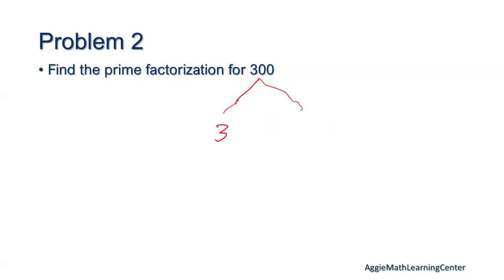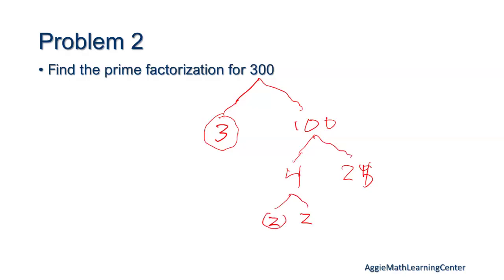3 and 100, perfect. Okay, 3 is prime, right? Only multiplies by 1 and itself, so we're going to circle that. What are the factors of 100? 2 and 25. Wait, what'd you say? It'd be 4 and 25. No, you're good. 4 and 25, okay. Neither of those are prime, so what are the factors of 4? 2 and 2. Let's circle those. And then what are the factors of 25? 5 and 5.